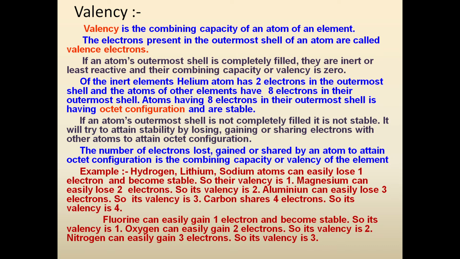Now let us talk about fluorine and oxygen, etc. Fluorine can easily gain one electron and that's how it becomes stable. Therefore, its valency is 1. Oxygen, its configuration is 2, 6. K shell 2 electrons, L shell 6 electrons. So it can easily gain 2 electrons and hence it can become stable. Therefore its valency is 2. In the same way, nitrogen can easily gain 3 electrons. So therefore its valency is 3.